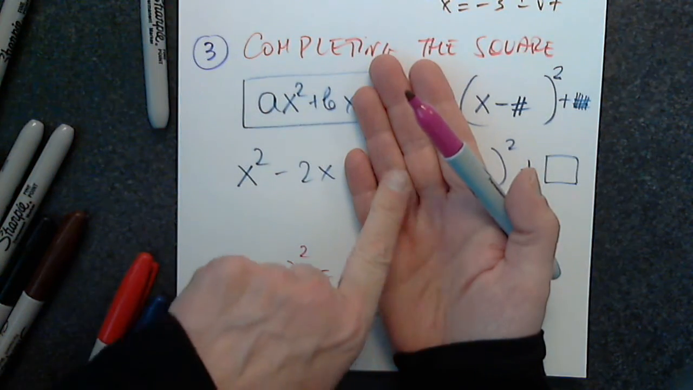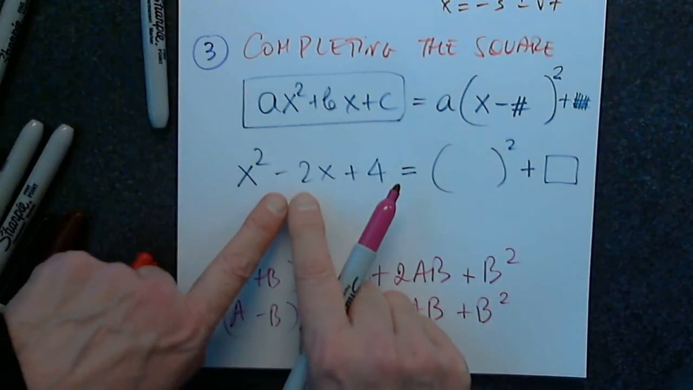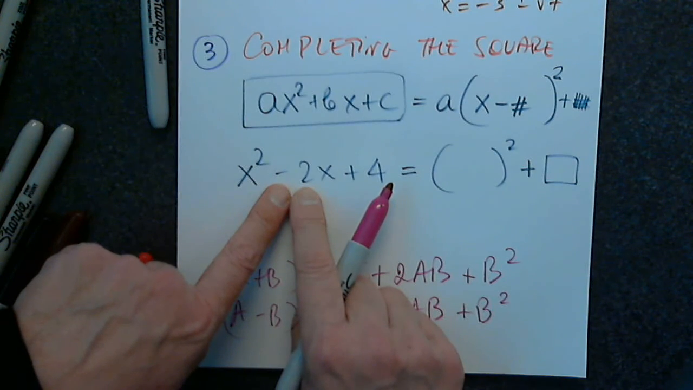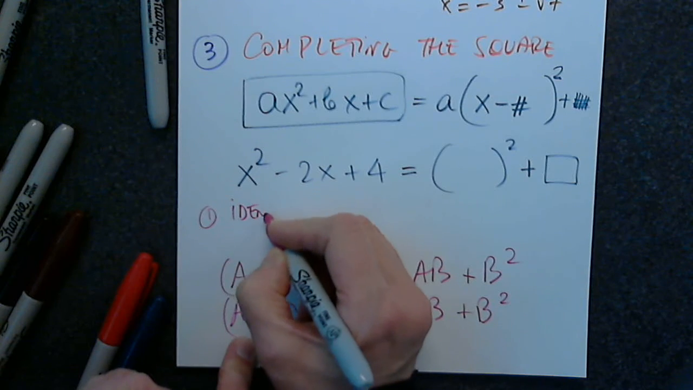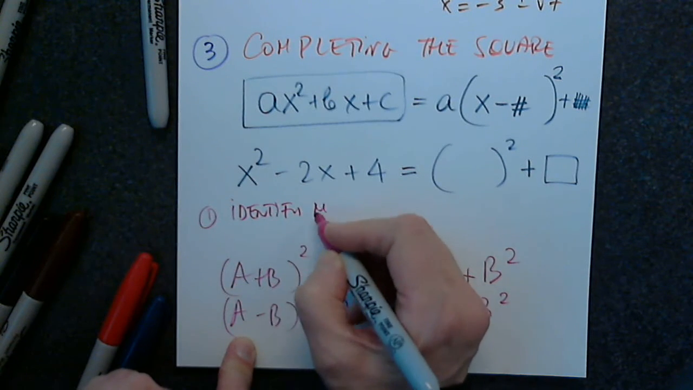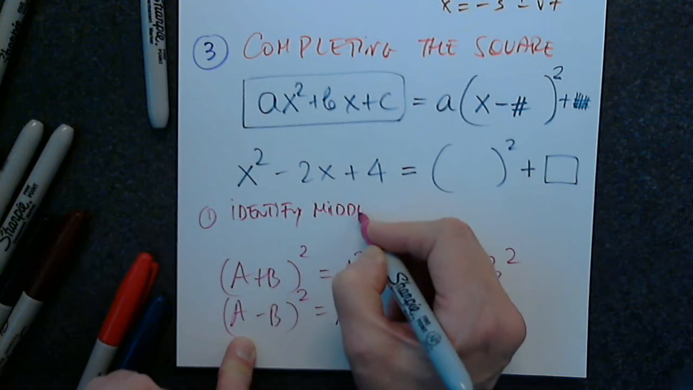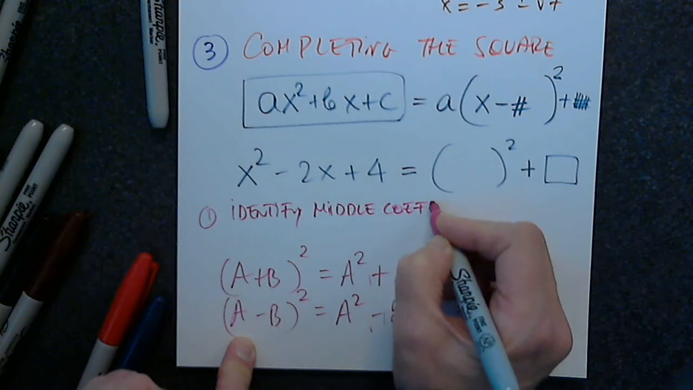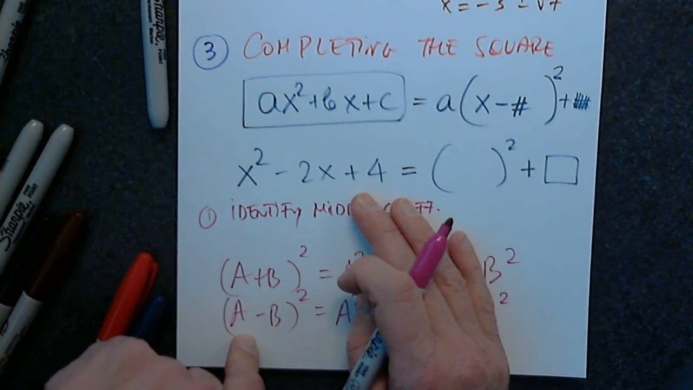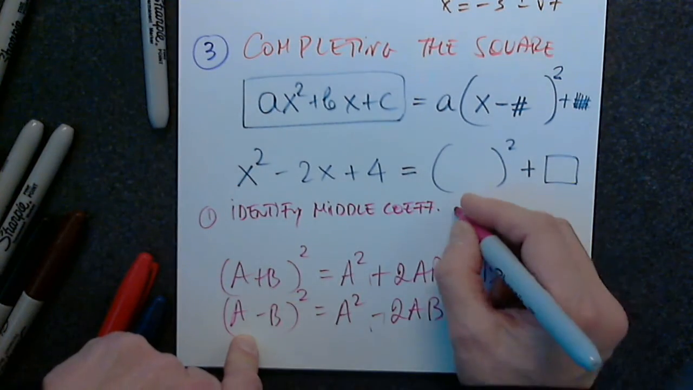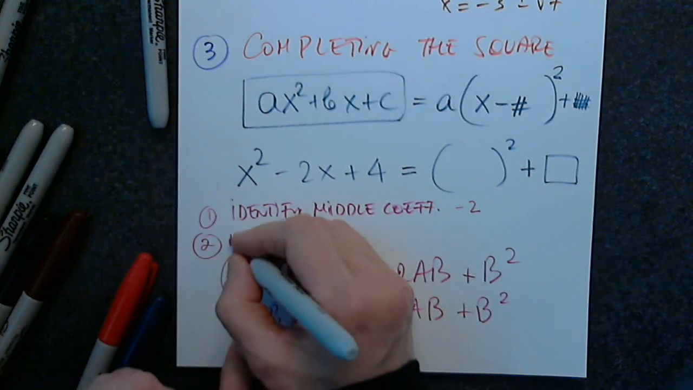And here's how we determine that number. Number one, we identify the middle coefficient. Can anyone give us the middle coefficient? Assuming it's in descending order, it has to be. Negative 2. Excellent.